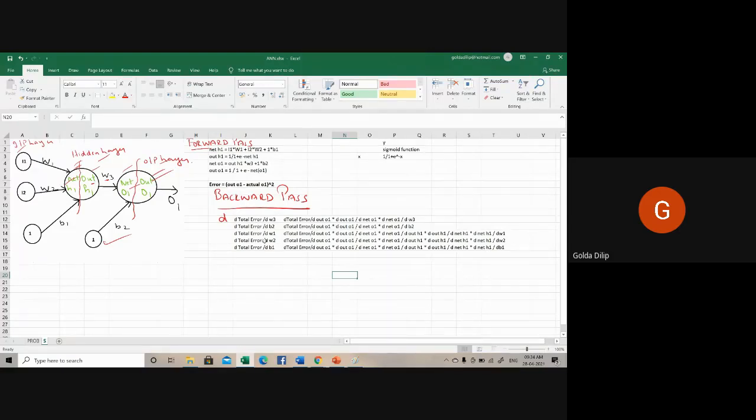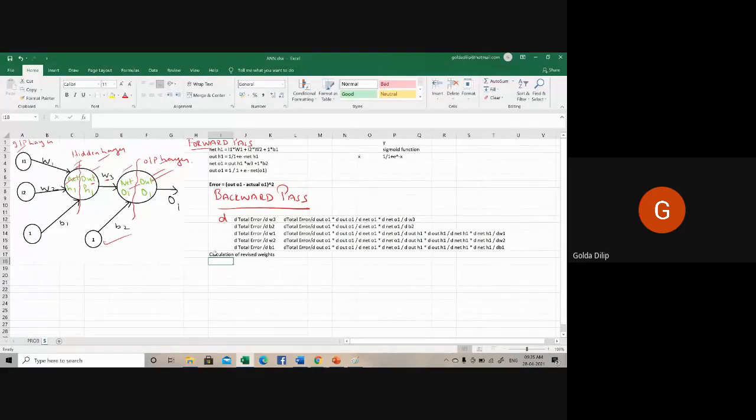So next is the calculation of the revised weights. Let me call the revised weights W1 plus, W2 is W2 plus, B1 is B1 plus, B2 is B2 plus, and W3 is W3 plus. So there are 5 weights we considered in this problem. Now you need to calculate the revised weights.